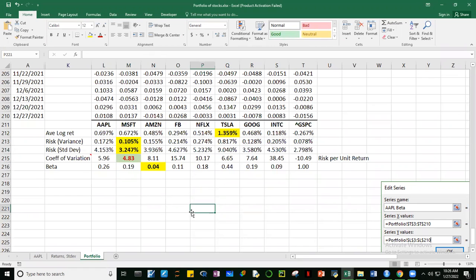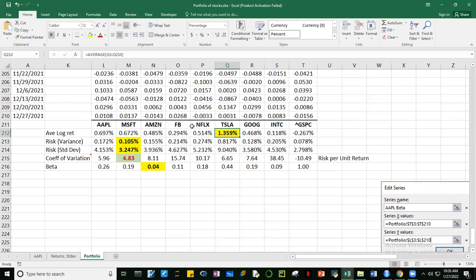We learned how to compute for the variance using the var.s formula, standard deviation, stdev.s. Sabi natin, the higher the average returns, the better. In this case, si Tesla yung pinakamataas. And the lower the risk, the better. In this case, yung Microsoft, yung pinakamababa.